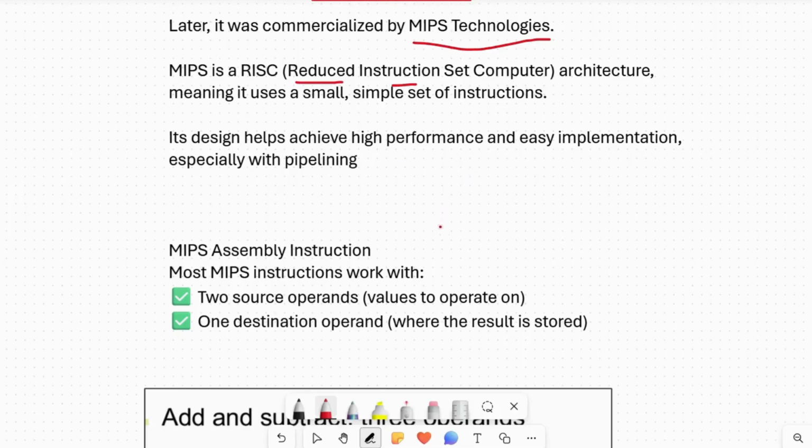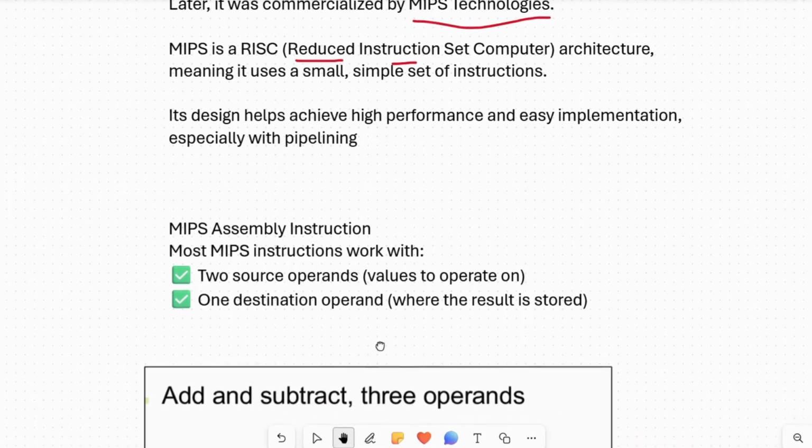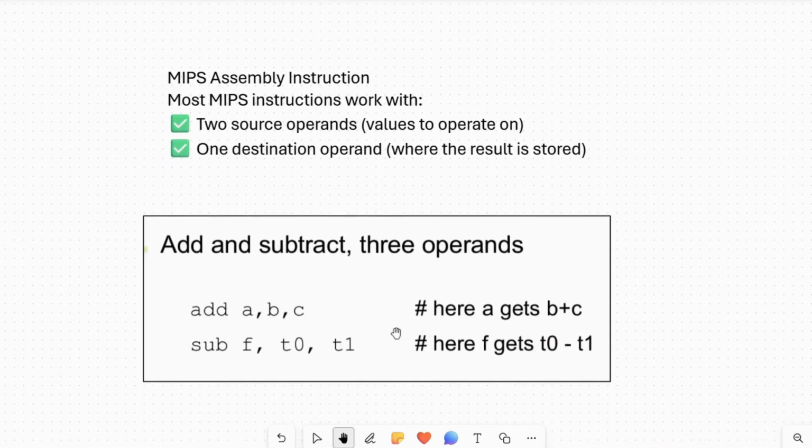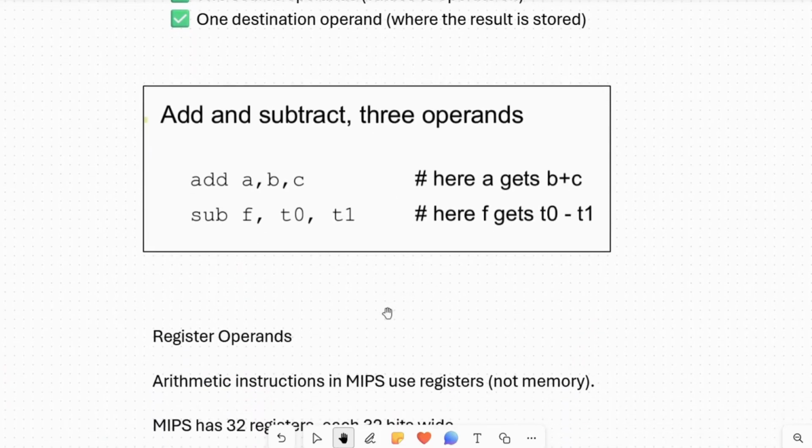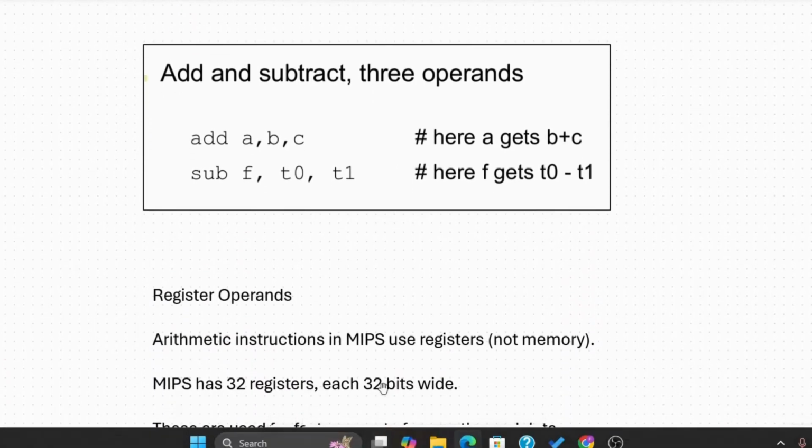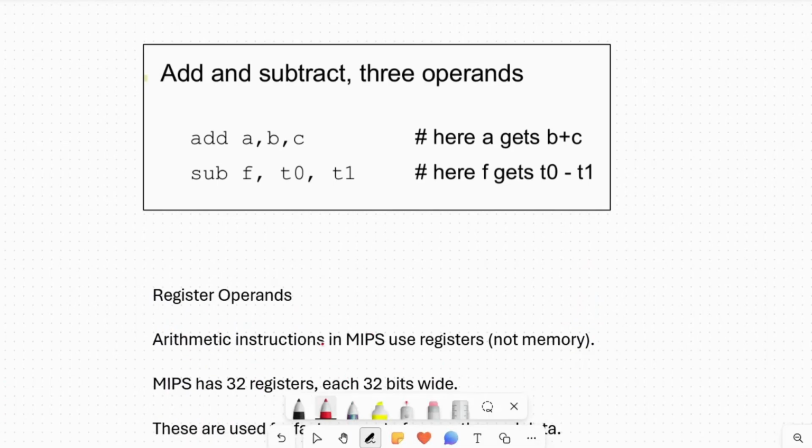MIPS assembly instructions: most MIPS instructions work with two source operands and one destination operand where the result is stored. It looks a little bit confusing, but within some minutes you will clear all the topics because we discuss the details about MIPS.